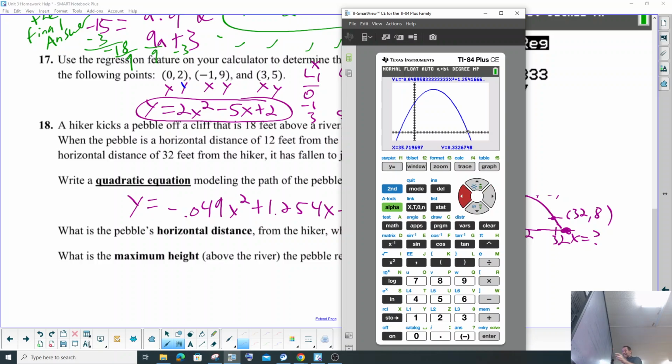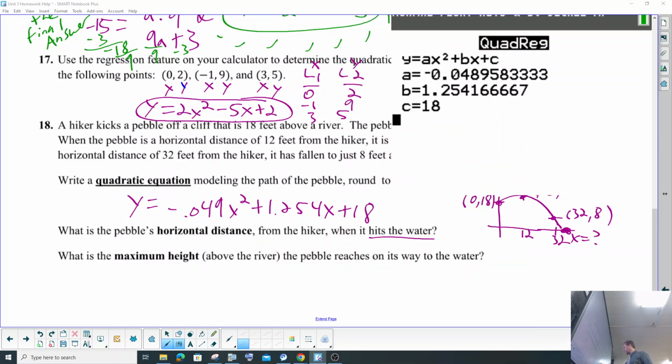You can be exact. I don't know if I taught you this. So second calc, and it's called number 2. It's a zero function. Enter. So we go left of that x-intercept, we push enter. We go right of that x-intercept, we push enter. And then guess right about there. So it tells us 35.8675.